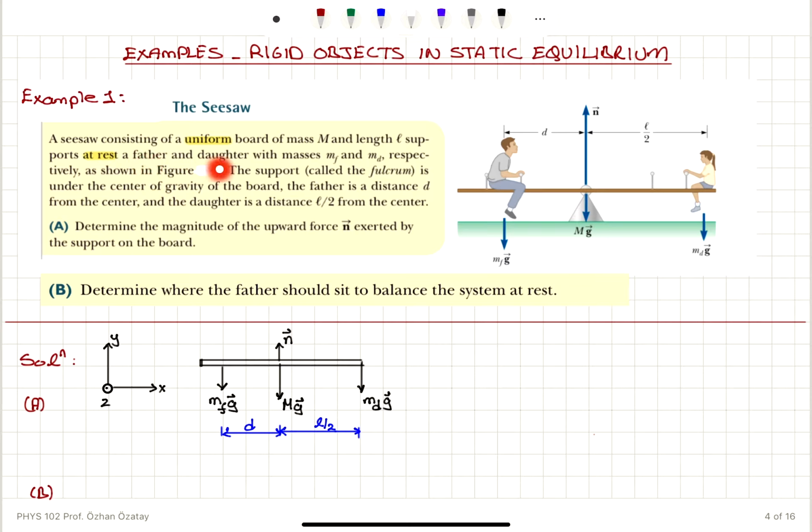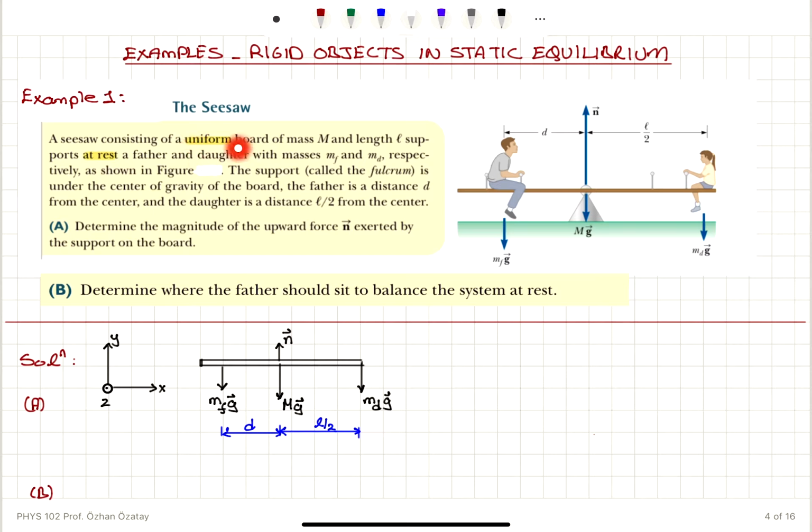A father and daughter with masses m sub f, mass of the father, and m sub d, mass of the daughter, respectively, as shown in the figure. So the father is on the left, the daughter is on the right, they're sitting on this seesaw. The support, called the fulcrum, is under the center of gravity of the board.